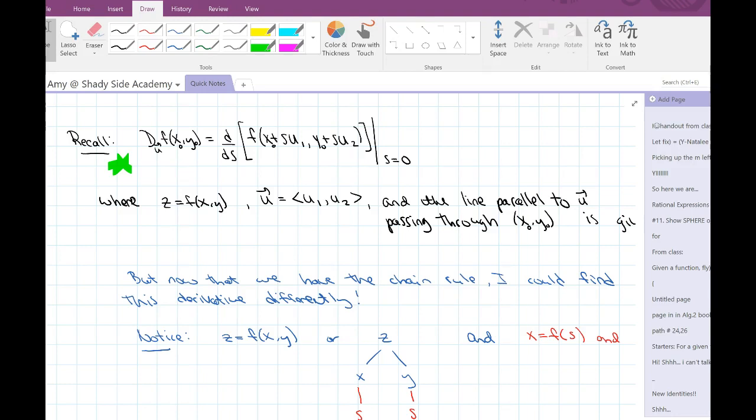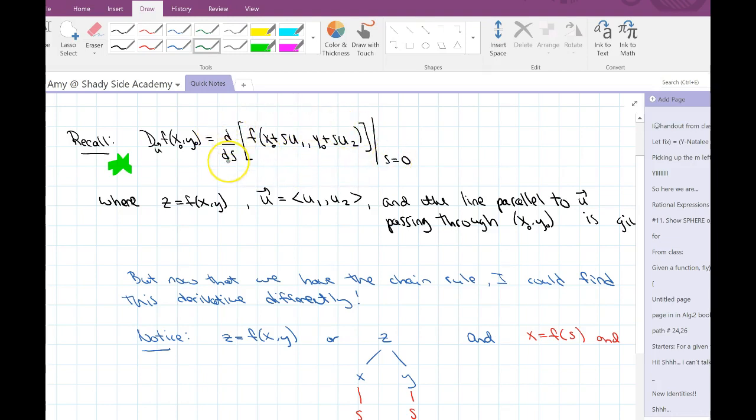Okay, so what I want to do right now is just start with a recall. This green asterisk I'll come back to in a second. What we left off with right before break was finding the directional derivative of a function at some point x naught, y naught in the direction of some unit vector. And this was the derivation, right?